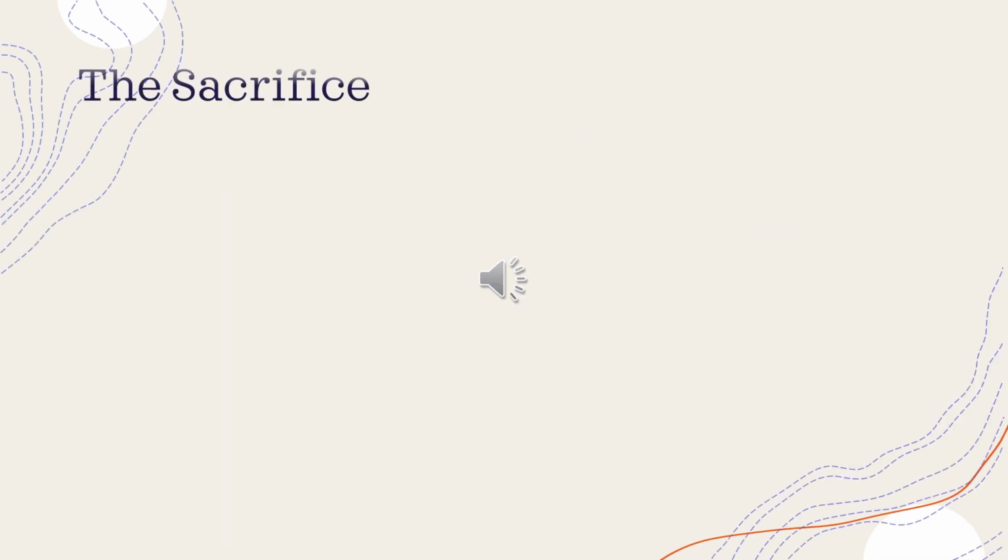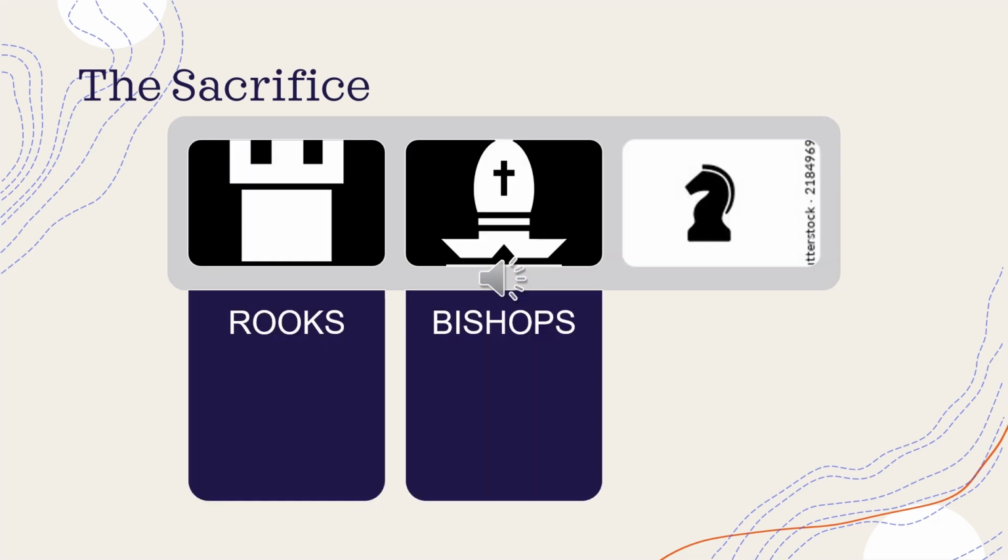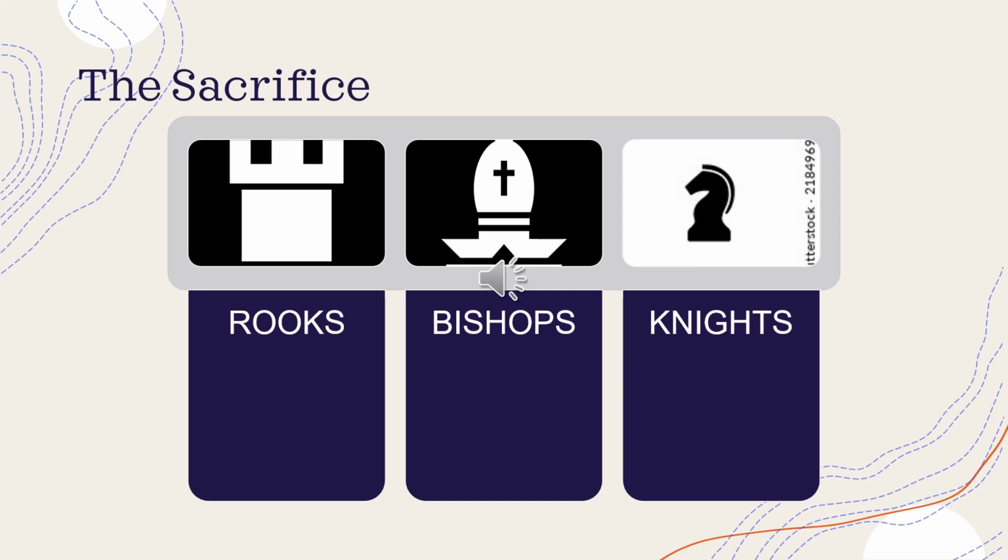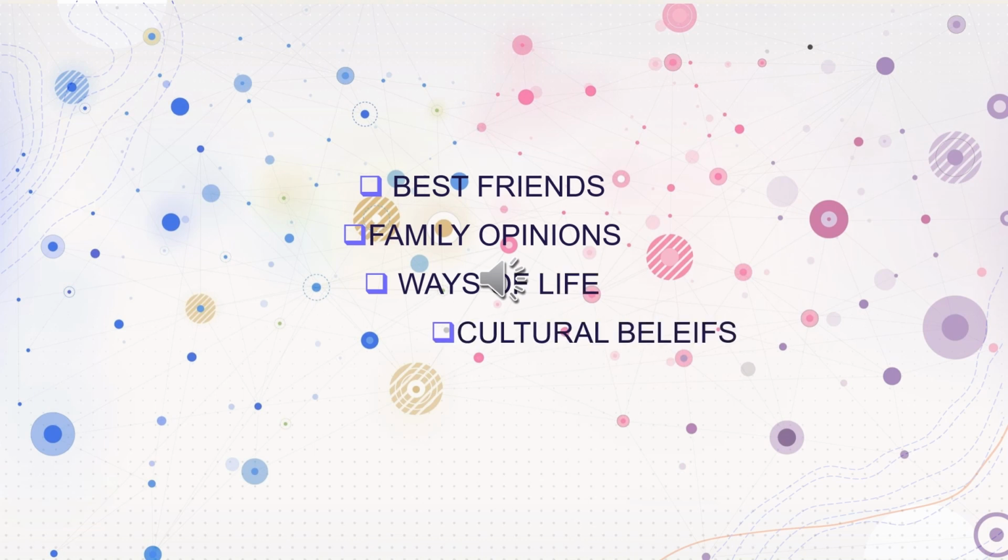The sacrifice. The other secondary members of the chessboard, which are the rooks, bishops, and knights, represent things, attitudes, and people we sacrifice to make our marriage work. Some examples include best friends, family opinions, ways of life, cultural beliefs, and so on. During one's marriage, there are some sacrifices that will have to be made to keep the marriage going. Depending on the foundation of one's marriage, one must choose which of these to sacrifice first. All these pieces have lots of power and importance on the chessboard, though they are meant to be sacrificed and played right.